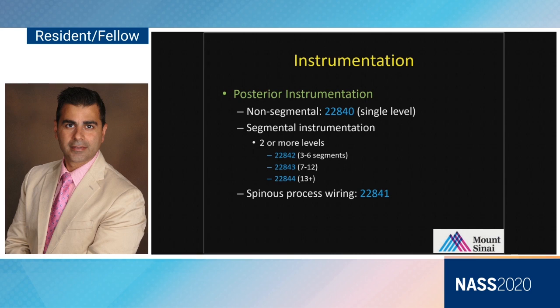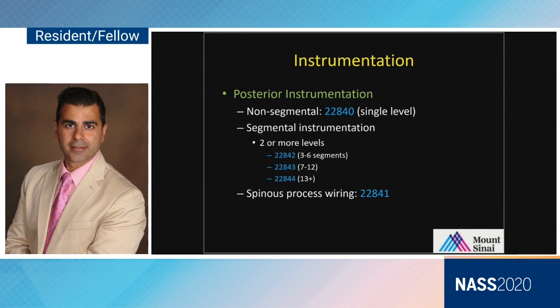If you're using instrumentation across two or more levels or two or more segments, it's 22842, which is the vast majority of the codes for 3 to 6 segments. And if you're doing longer constructs, which are often done for deformity or other purposes, then it is a 22843 or an 844, depending on how many levels are being instrumented.